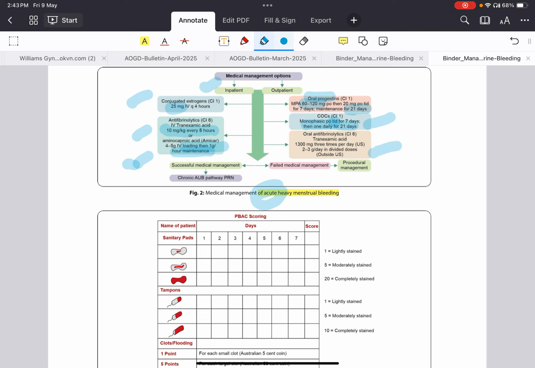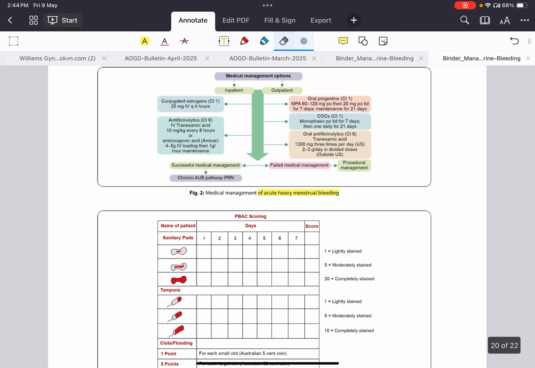And there is the pictorial scoring, like sanitary pads, where you score over days 1, 2, 3, 4, 5, 6, 7. If it is lightly stained on day one, it is 1. If it is moderately stained on day 2, it is 5. In that way, you'll score. If it is heavily stained on day 5, it is 20. So all the scores are added. Even the tampons are scored. Lightly stained is score 1.